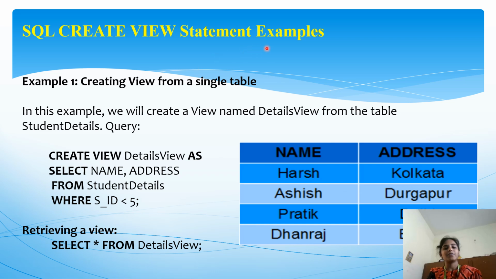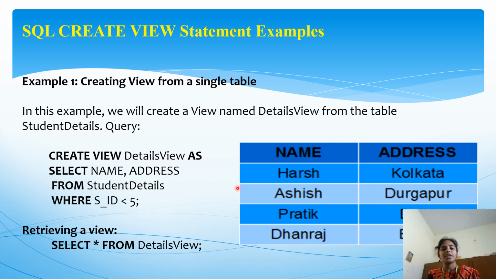Next, creating a view statement examples. We can create a view using a single table or multiple tables. First, we have to see how to create a view for a single table. So we will create a view named details view from the table student details. Create view details as select name, address from student details where SID is less than 5.